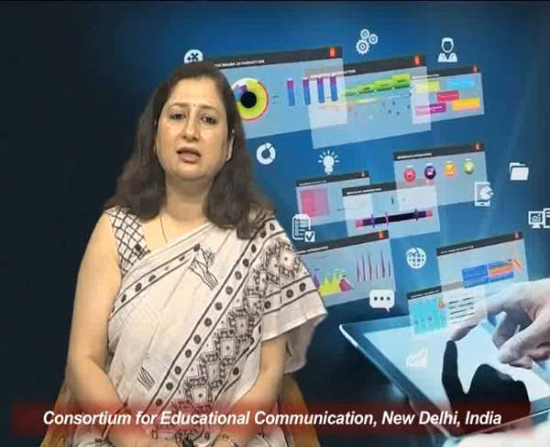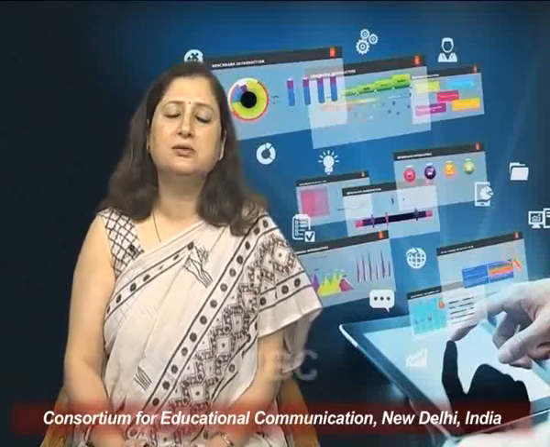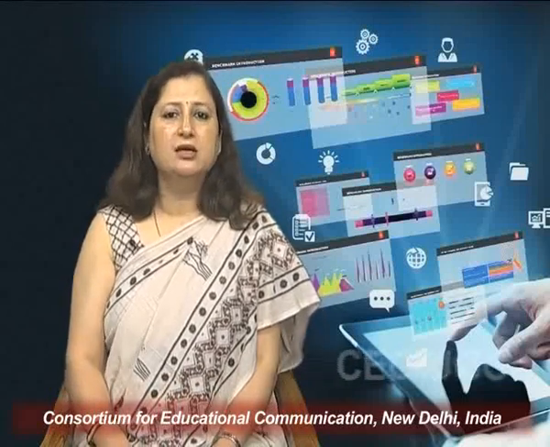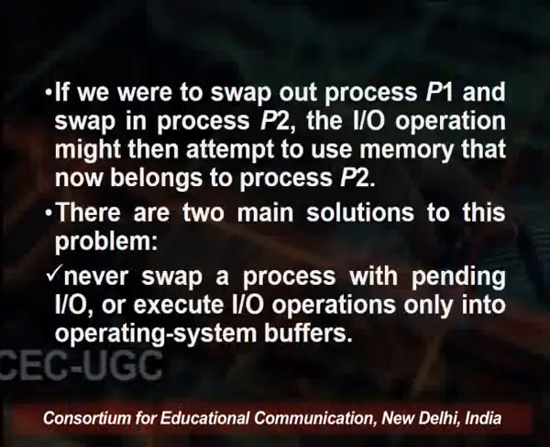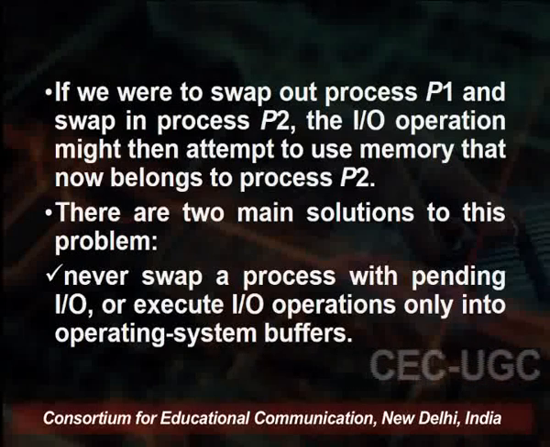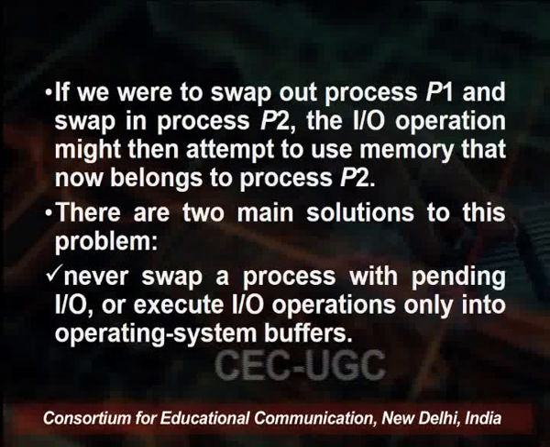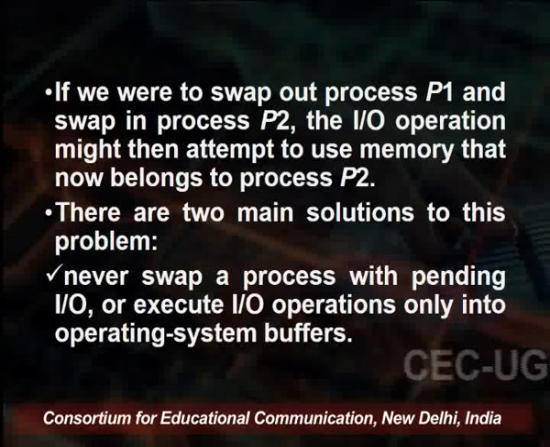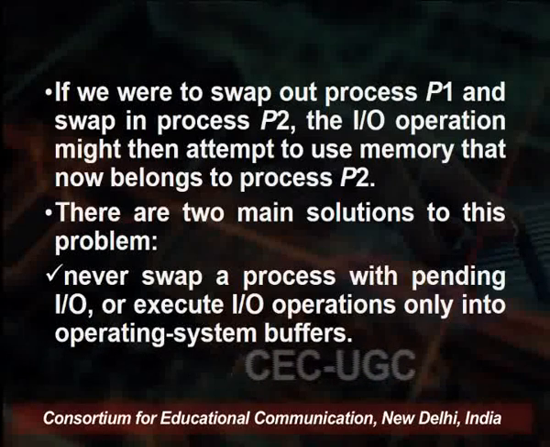Another thing is that the input output operation may be queued because the input output device is busy. In that case also this scenario is not going to work. For example, if we have two processes, P1 and P2, and we have to swap out the process P1 and swap in the process P2, the IO operation might then attempt to use memory that now belongs to process P2, because P1 was waiting for the IO. So, what are the solutions to this problem?